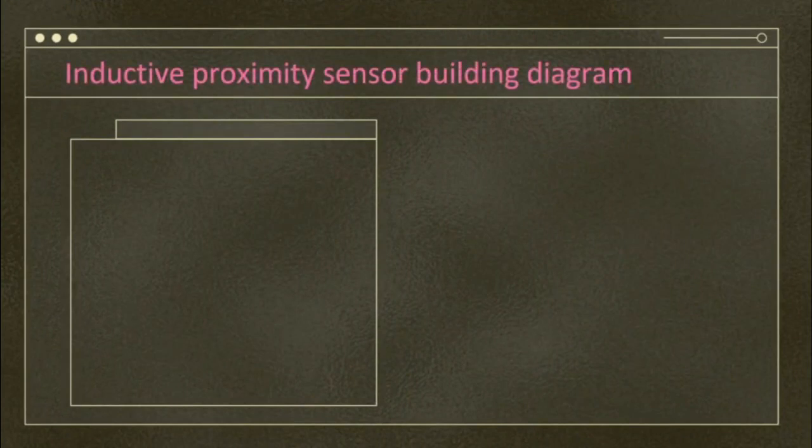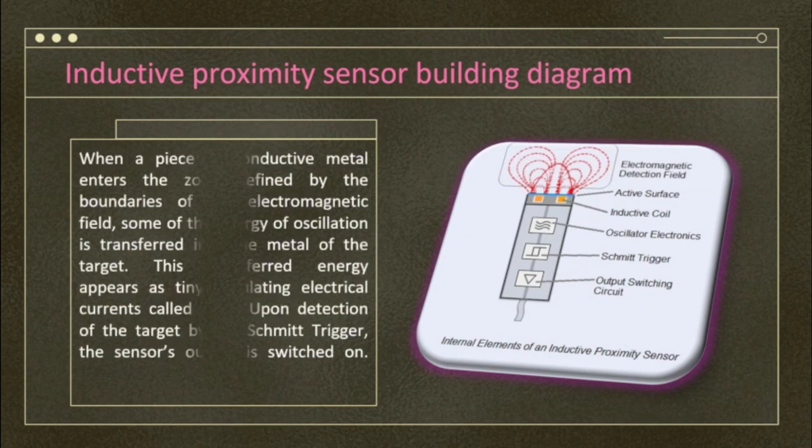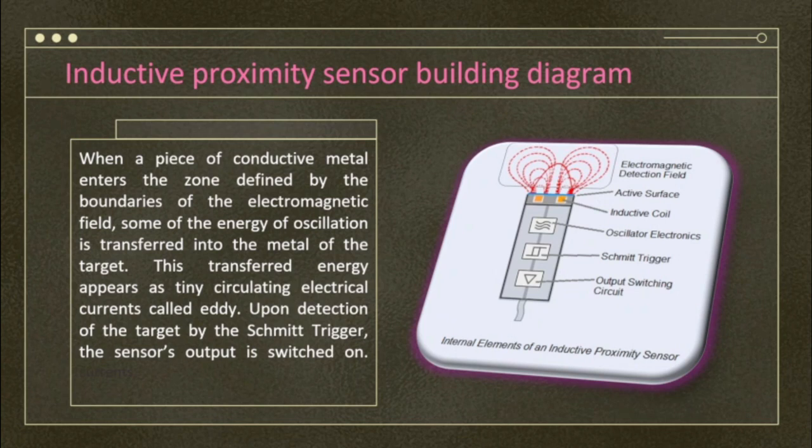Inductive proximity sensor building diagram as shown in the figure. When a piece of conductive metal enters the zone defined by the boundaries of the electromagnetic field, some of the energy of oscillation is transferred into the metal of the target. This transferred energy appears as tiny circulating electrical currents called eddy currents. Upon detection of the target by the Schmitt trigger, the sensor's output is switched on.